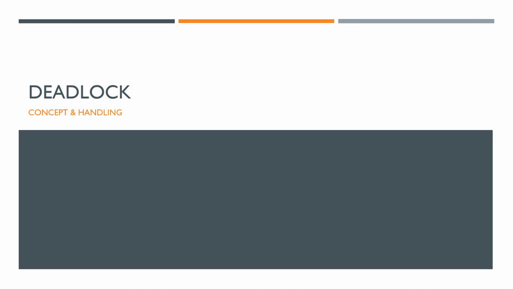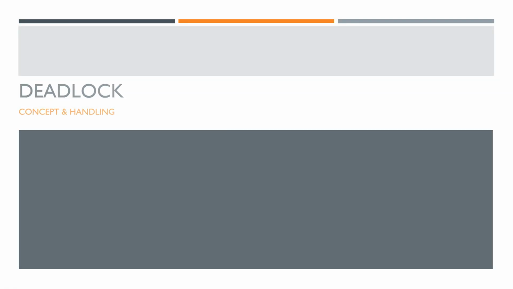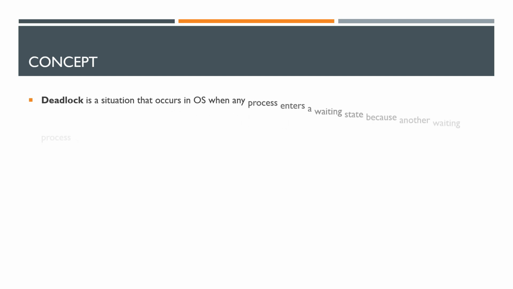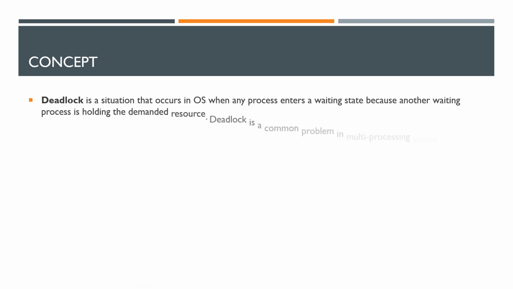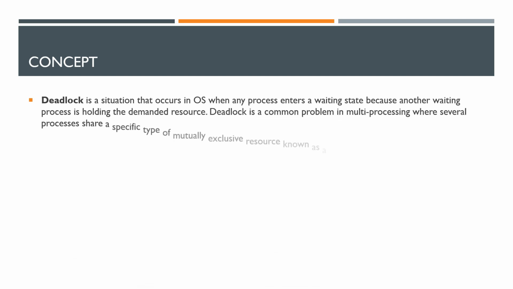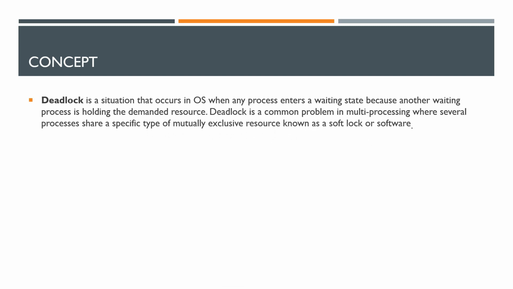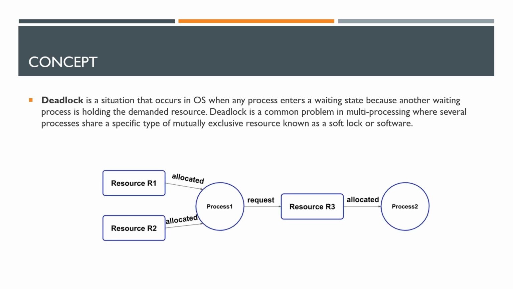Now let's move on to the next topic and look at the concept of deadlock. Deadlock is a situation that occurs in an operating system when any process enters a waiting state because another waiting process is holding the demanded resource. Deadlock is a common problem in multiprocessing where several processes share a specific type of mutually exclusive resource known as a soft lock or software lock. The figure here will make it easy for you to understand the concept.